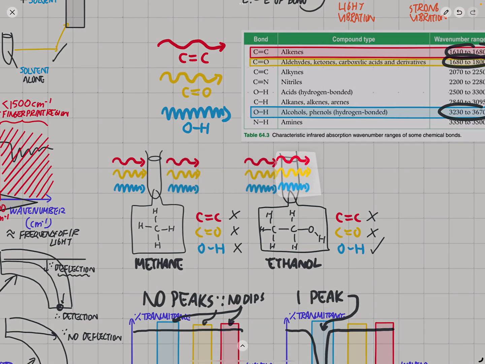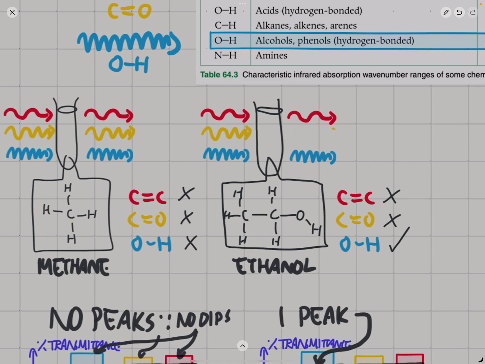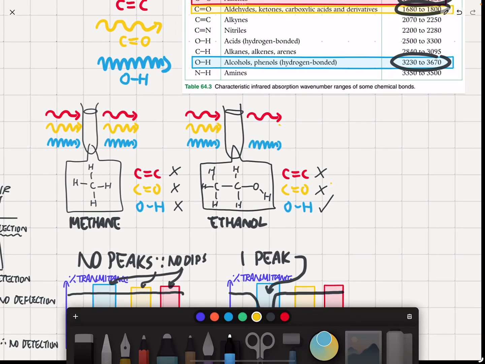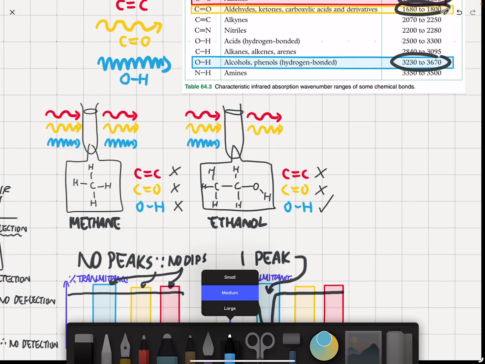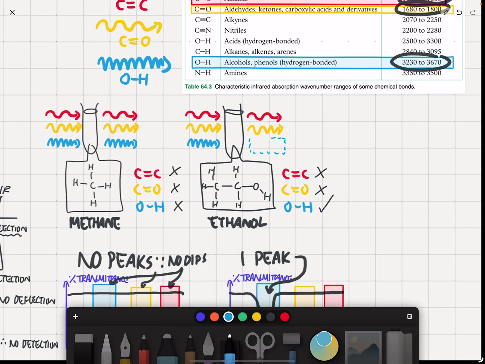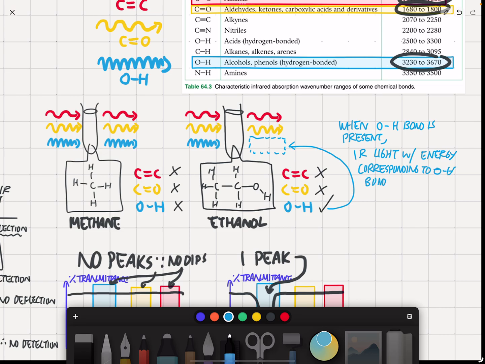Knowing how to interpret the IR spectrum is important, because you see in here, the C=O double bond will be missing because it becomes absorbed. So this signal, oh, actually it should be the other one, my bad. It should be the blue one that is absorbed. If you're wondering why I did not include the blue wavy line here, that's because when an O-H bond is present, infrared light with energy corresponding to the O-H bond will become absorbed by the molecule.